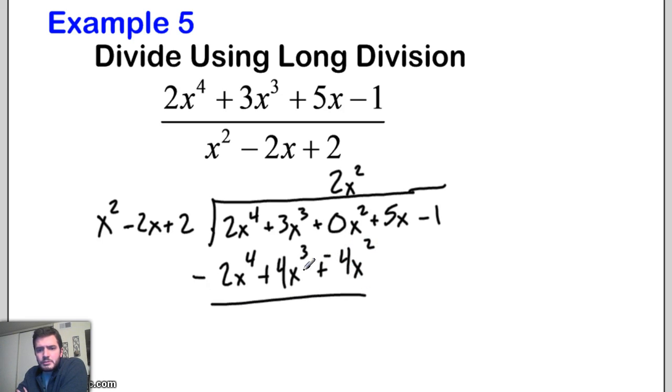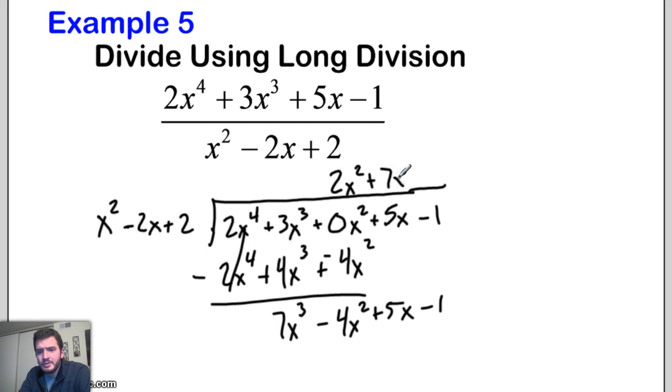Subtract. So x to the 4th cancels. This will be 7x cubed and then minus 4x squared. Go ahead and bring down everything else, so plus 5x minus 1. X squared goes into 7x cubed 7x times, so plus 7x. 7x times x squared is 7x cubed. 7x times negative 2x is negative 14x squared. 7x times 2 is 14x.